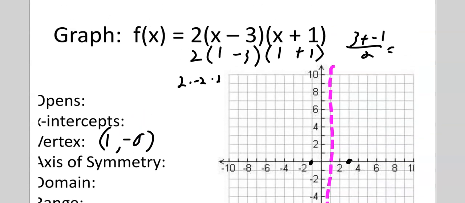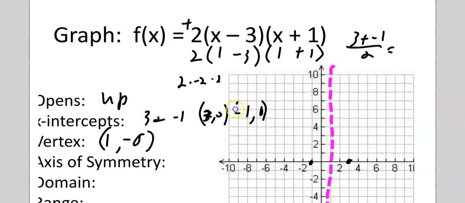Now, since my 2 out here in front is positive, that means it's going to be a happy one. So it's going to go up. We already said our x-intercepts are at 3 and negative 1. You can also write 3, comma 0, negative 1, comma 0. Either way is fine. The axis of symmetry goes through the point 1. All right.